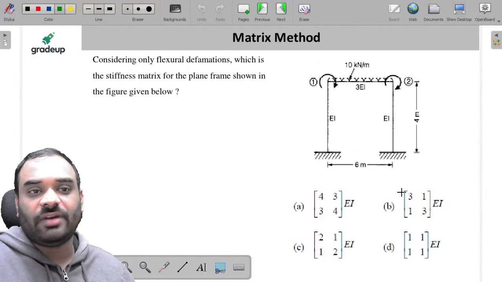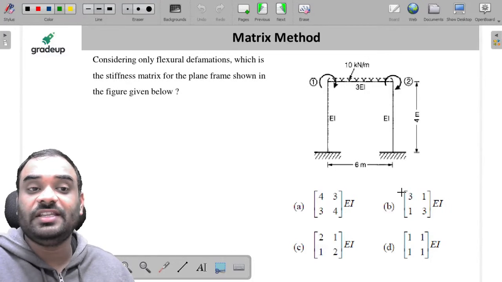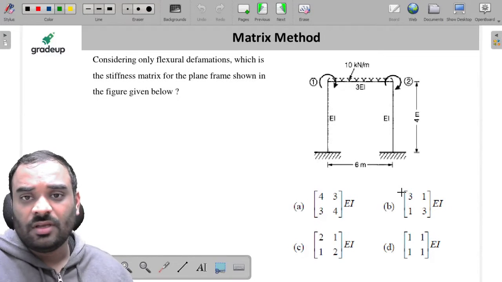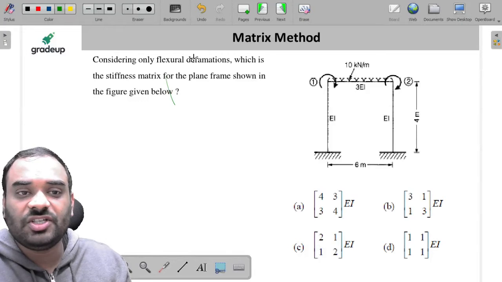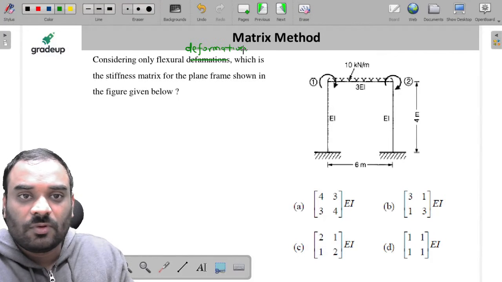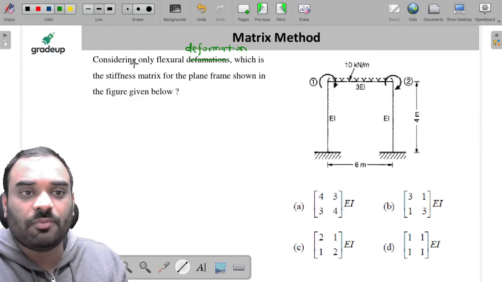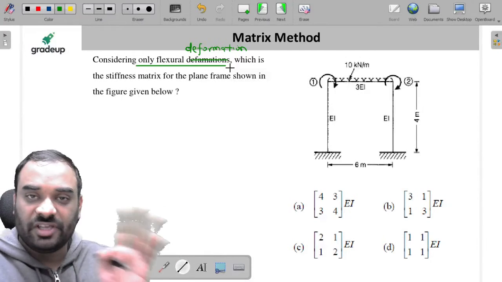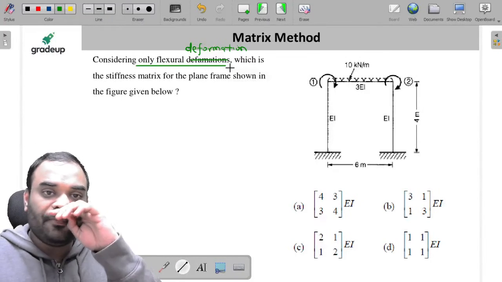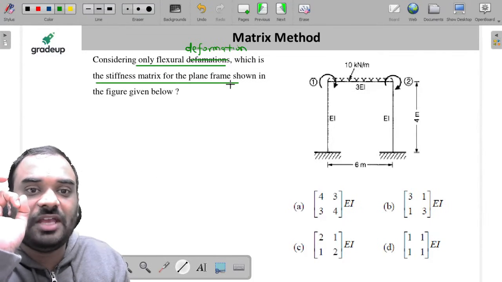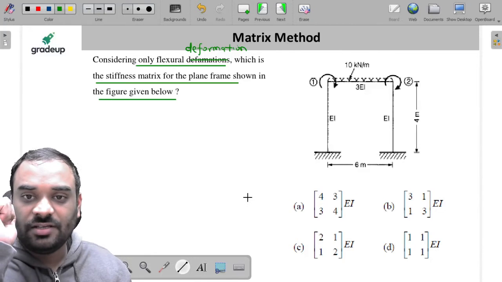Now this is the next question, my dear friends, in which we have to find the stiffness matrix. Again, this is a very good question, and we have to consider only flexure deformation over here. Do not consider any sway deformation, right? Which is the stiffness matrix for the plane frame shown in the figure given below? We have to find it.